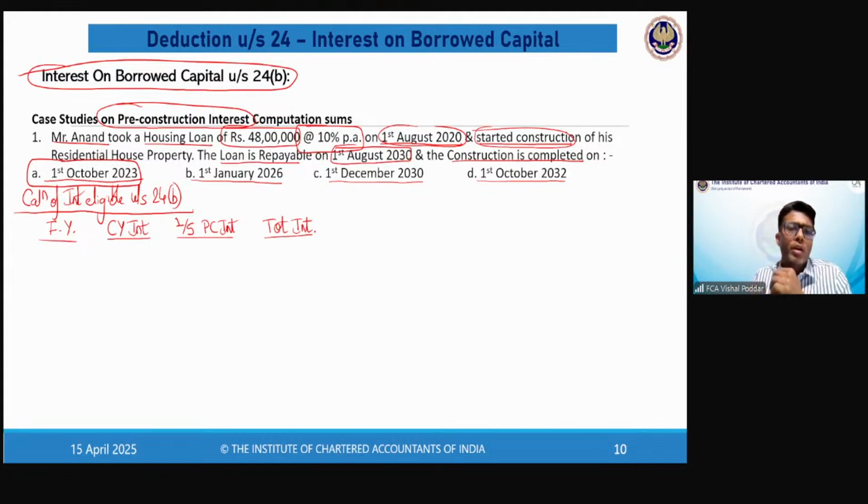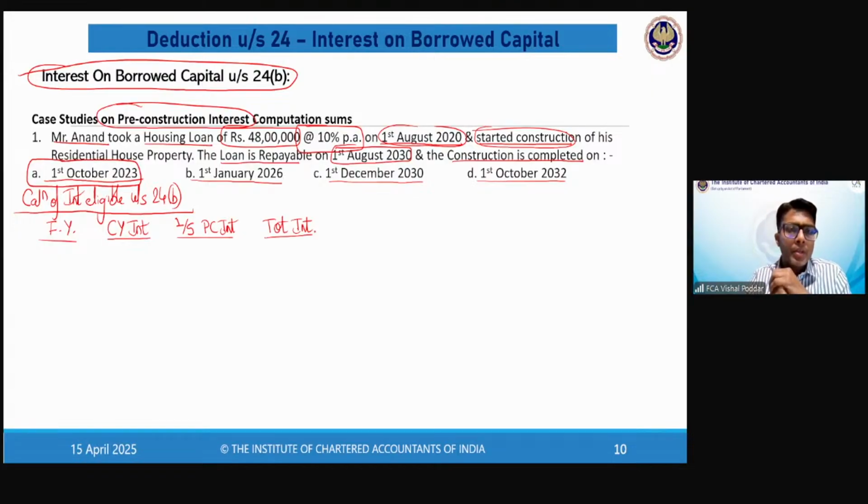Look at it from your accounting perspective. In accounts, when will you start computing your net profit? The answer is the year in which the business starts. And that is why in accounts, you have a concept called preliminary.